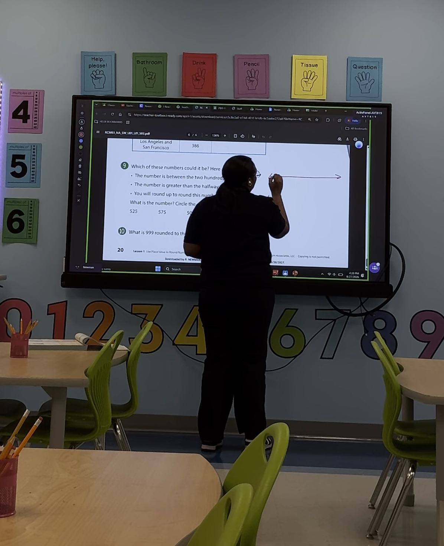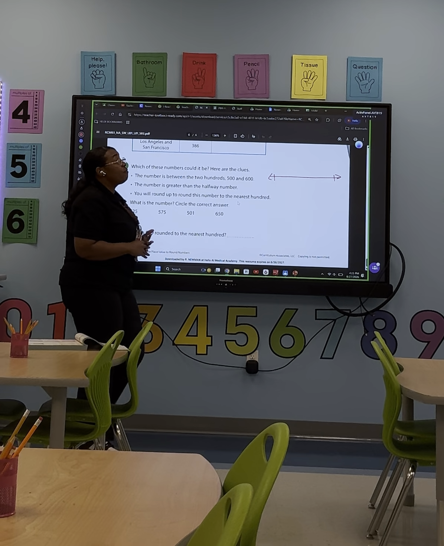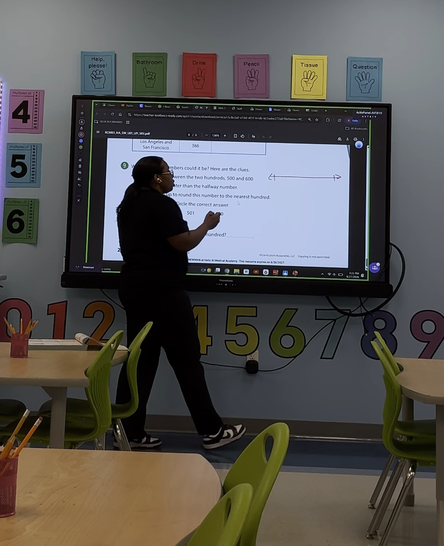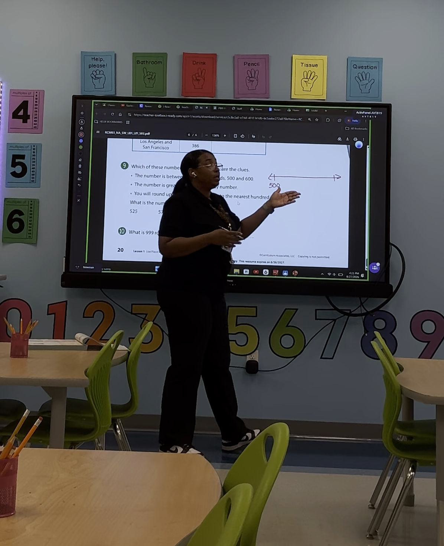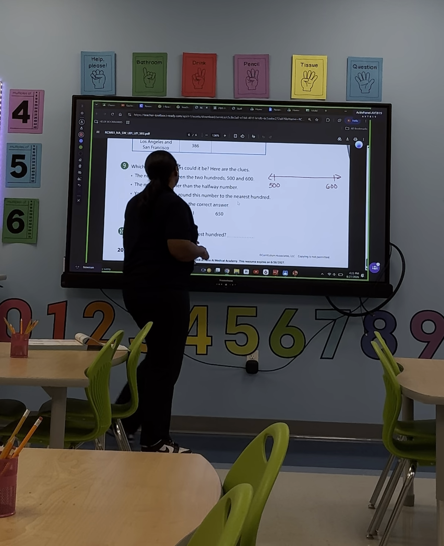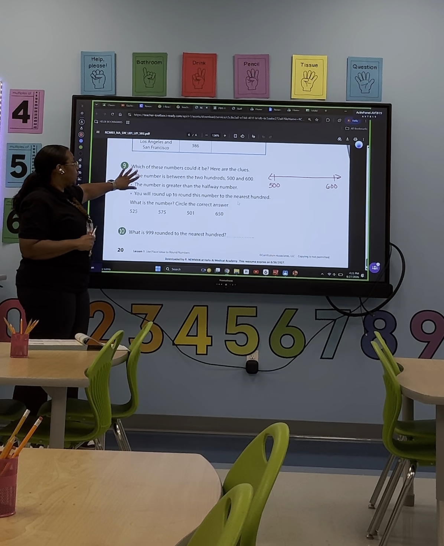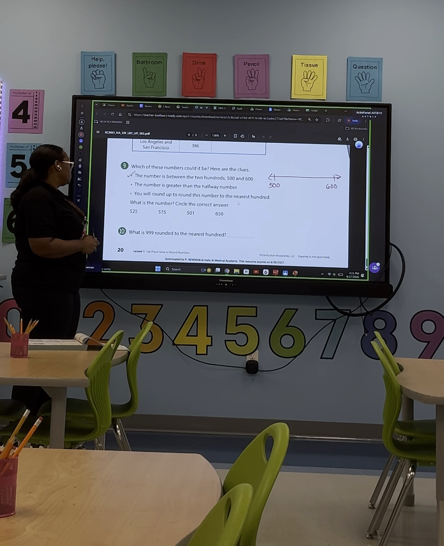Okay, so let's start with the first clue. The first clue says the number is between two hundreds, 500 and 600. So those are the hundreds it's going to be between, so those are the numbers I'm going to put on my number line. My starting number is going to be 500, and my ending number is going to be 600. Okay, so we have done the first clue. Now, let's look at these.